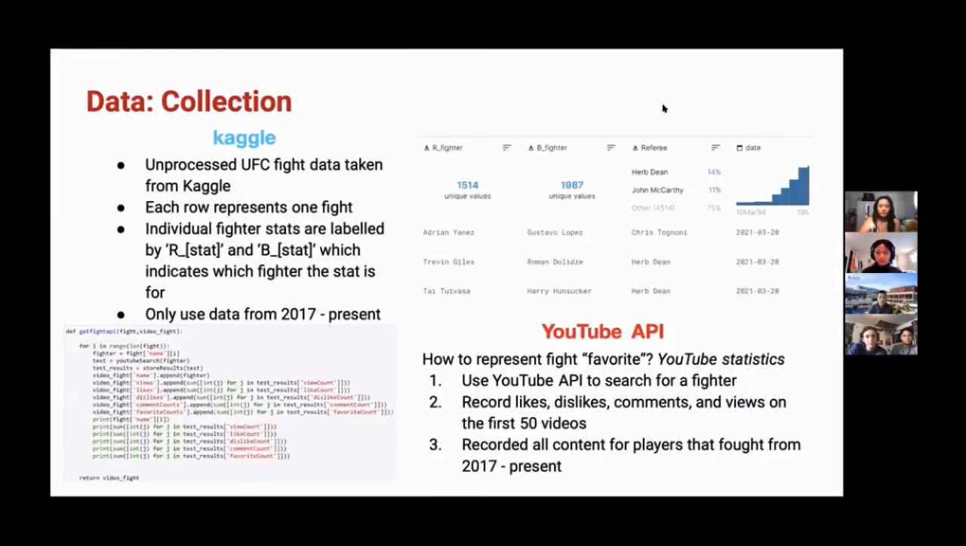For the data collection, we decided to get our UFC data from Kaggle. This is very unprocessed data in which each row is an example of each fight for the last 20 years, but we only decided to use fights data from 2017 to now. For the YouTube API data, we decided to search up the statistics of the likes, dislikes, comments, and views statistics for each of the players from 2017 to present. And then we added that to our data set.